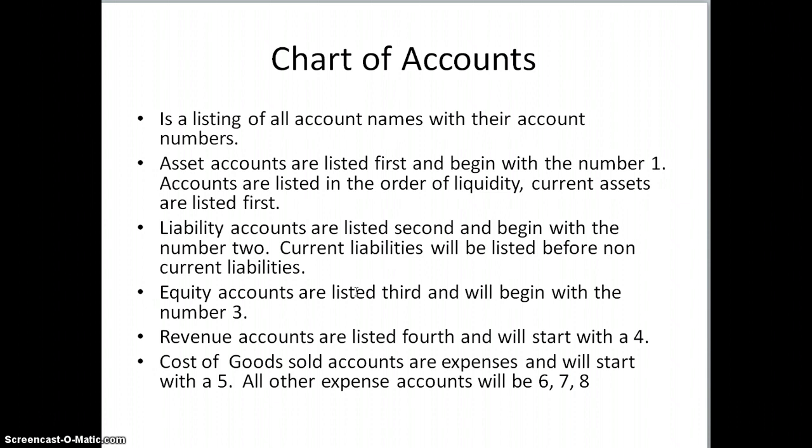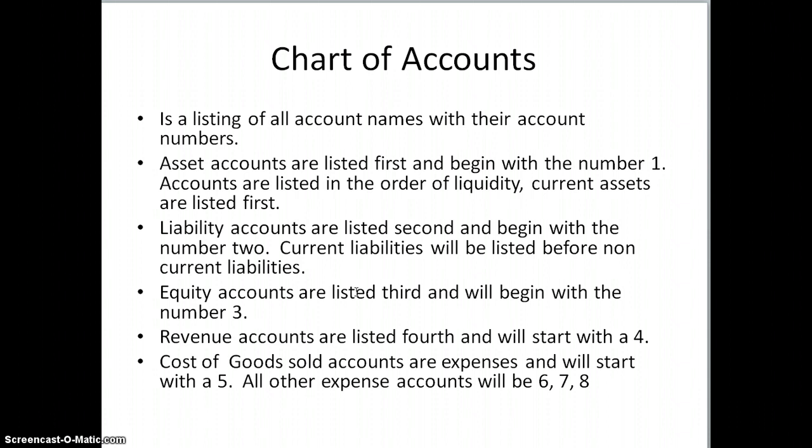So the next thing your book talks about is chart of accounts. Chart of accounts is a listing of all account names with their account numbers. It is used by most businesses as an easier way to track things. You use all of the account numbers to keep them in order. The chart of accounts also has a specific order in accounting, so it's understood universally. Asset accounts are listed first, and they begin with the number 1. Accounts are listed in the order of liquidity. That means liquidity means that it's easy to be converted into cash. So current assets are listed first.